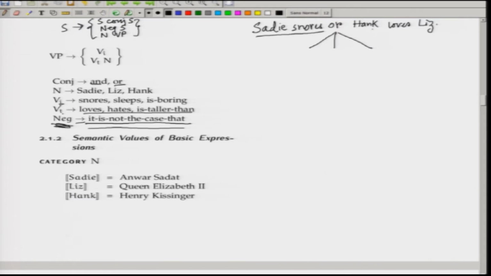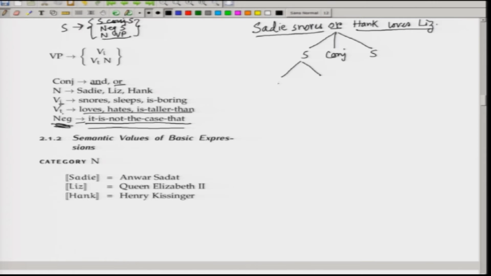So, this is one sentence, this is another one, and "or" is a conj. That means we have to take this root first. So, this goes to S conj S, which is a licensed root, and then this S goes to which root? This is basically Sadie snores. Sadie snores means it can take this root once again.